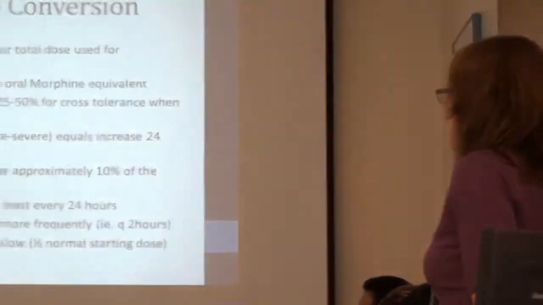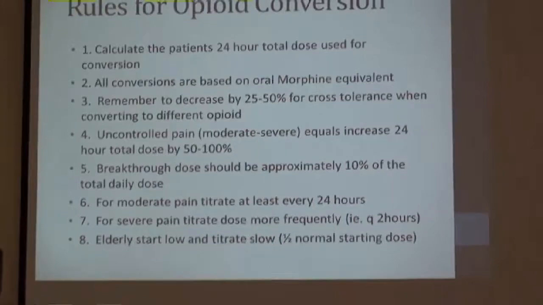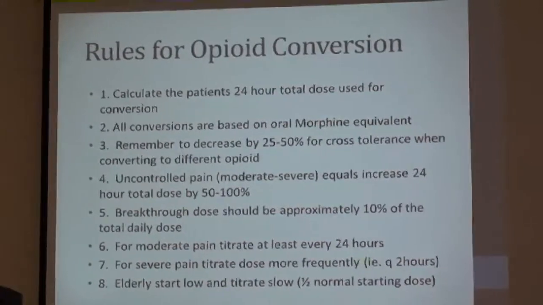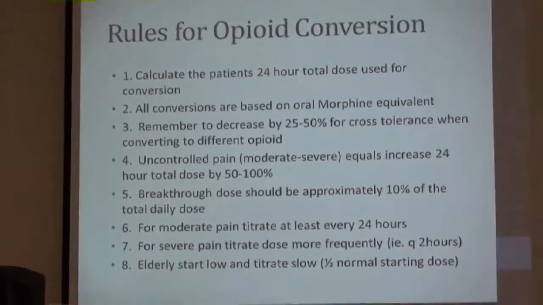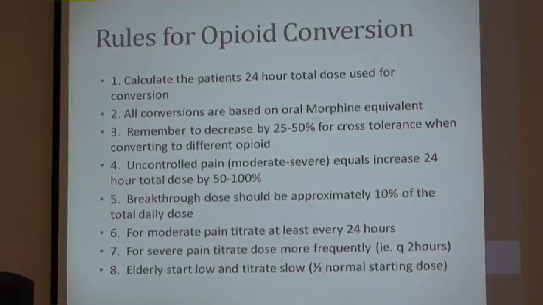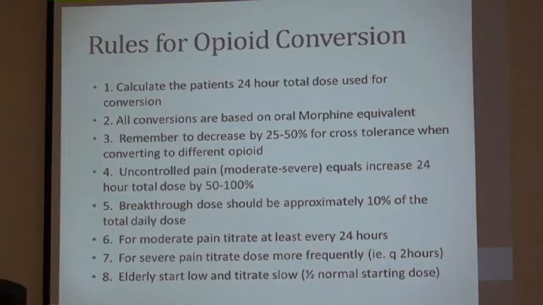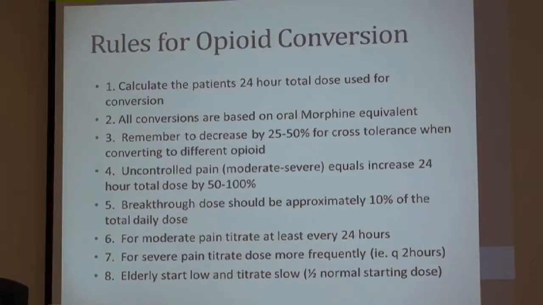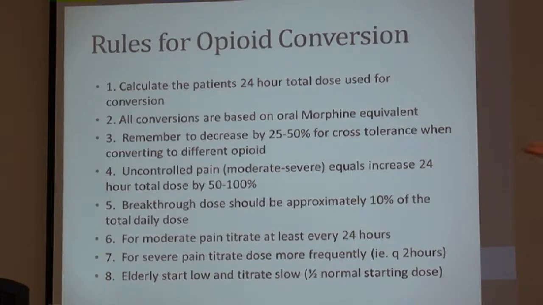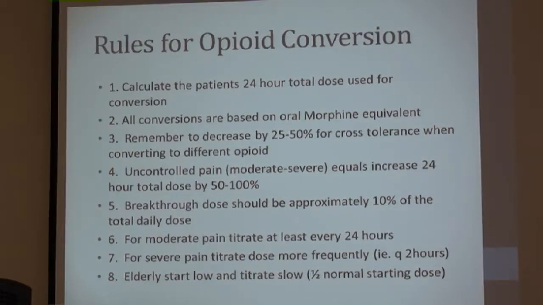Okay, so breakthrough dose should be approximately 10% of the total daily dose. That's important to know because you're always going to have a long-acting. Once you get pain control, your goal is to have a long-acting pain medicine and a short-acting for breakthrough, okay? You want to take out some of the hills, just like if you're thinking about diabetes and insulin, you want to take out some of the ups and downs. You want a more level, stable level of pain, and the long-acting will do that.